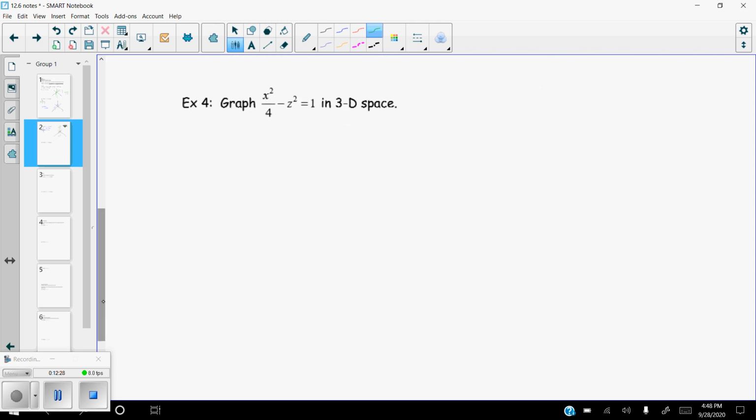So if you recognize this one, it looks very similar. In this case, the y is missing, so the y part is going to be the part that varies. But you notice that there's a minus sign in there instead of a plus. So this one's going to be a hyperbola. In 2 dimensions, this is a hyperbola.